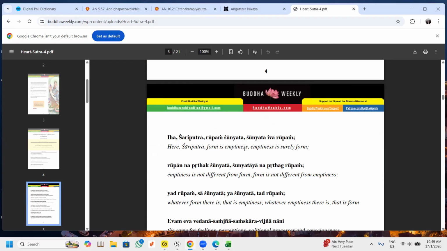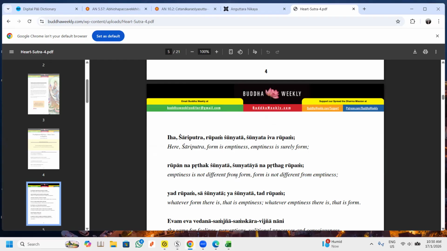The next thing you need to understand is the important word na pṛthak. In Sanskrit, na pṛthak is not different. Form and sunyata: form is not different from emptiness, and emptiness is not different from form. That means they are interrelated.